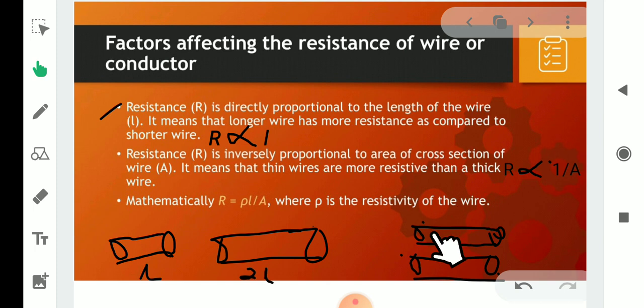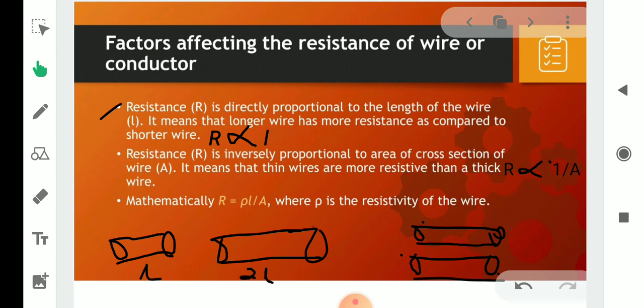So as the area decreases, resistance increases. As the area increases, resistance decreases. So it is inversely proportional. As the area increases, resistance decreases. As the area decreases, resistance increases. This is the relation between resistance and area.